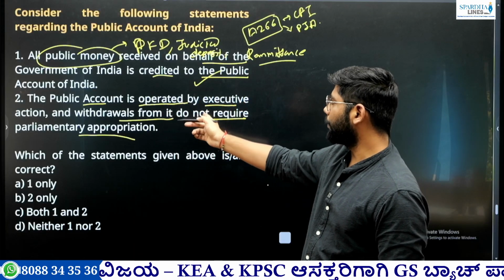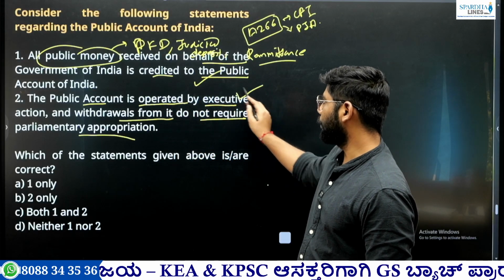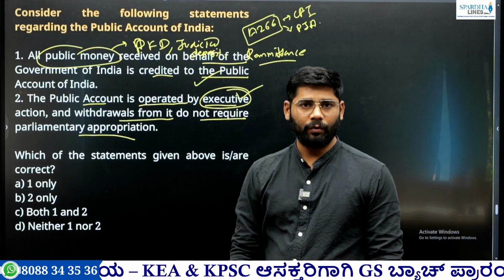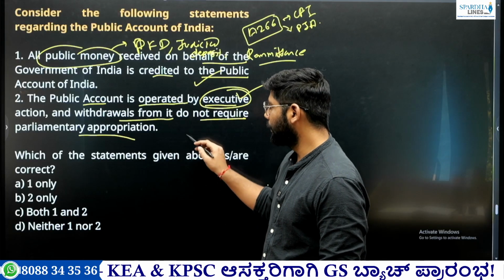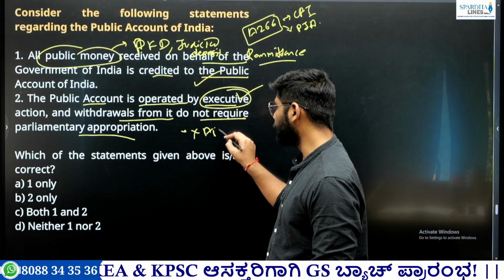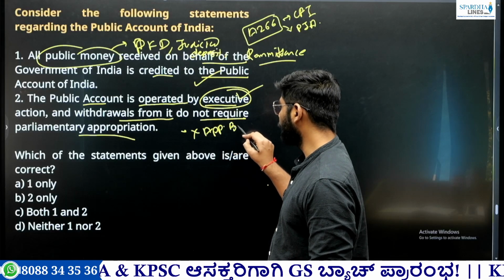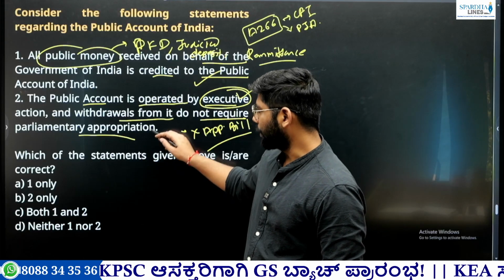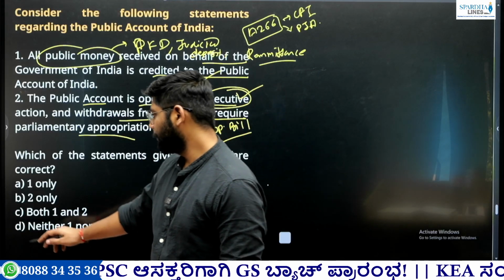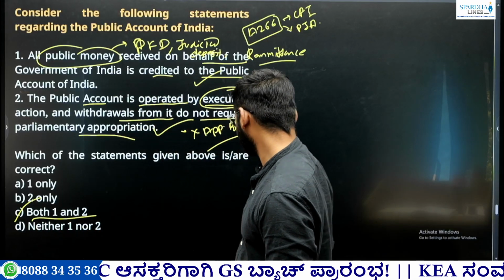Then the Public Account is operated by executive action. Yes, the government can operate it without parliamentary appropriation. Means what? There is no need of an appropriation bill to make expenditure out of this Public Account of India. So this statement is also correct. The correct option here is C. Both 1 and 2 are correct here.